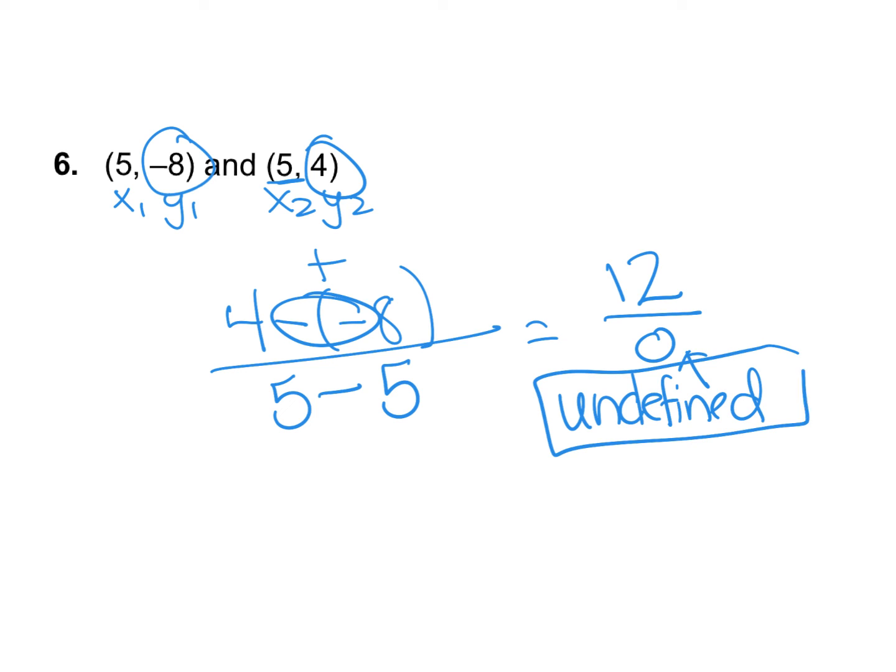Now, how that looks on the graph is that you'd go over 5, down 8, you go over 5, up 4, and notice how you've got that line that's going straight up and down, showing that that's undefined as well. So in this lesson, we took a look at how to find slope from a graph and from using the formula on finding the slope of 2 points.